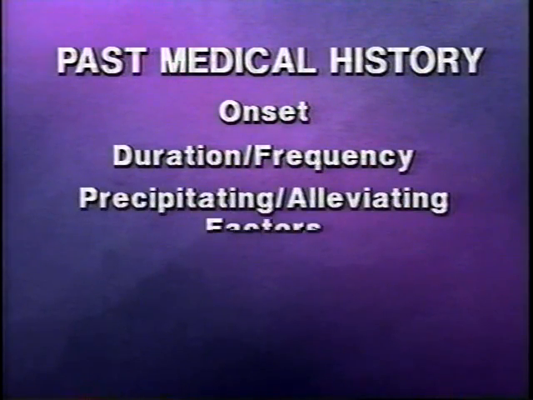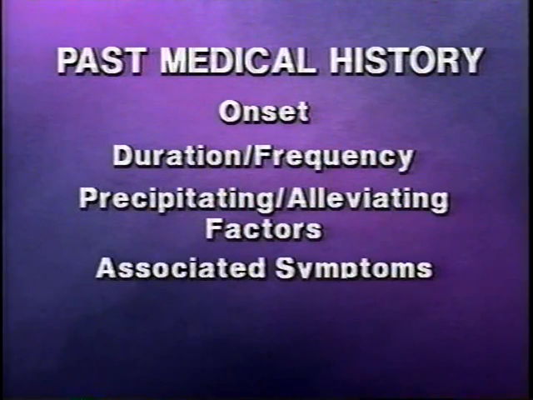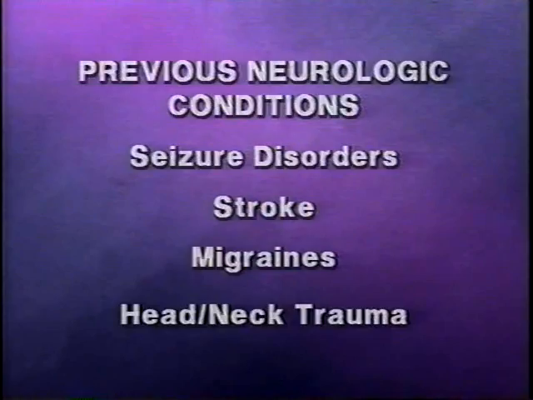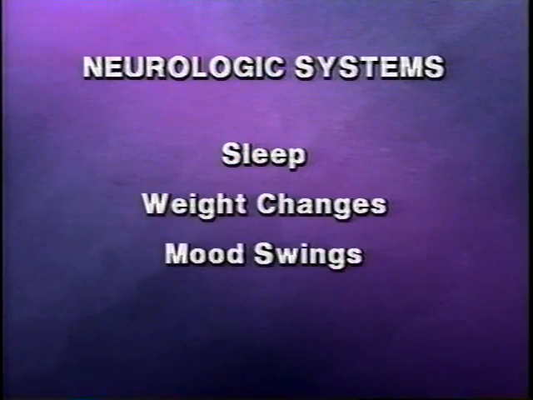Eliciting a thorough history of the present illness and past medical history is critical to an accurate diagnosis. It's important to determine the onset of the complaint, its duration and frequency, any precipitating or alleviating factors, any associated symptoms, or response to prior treatments. Past medical history should focus on previous neurologic and traumatic conditions such as seizure disorder, stroke, migraine headache, and prior history of head and neck trauma. The neurologic review of systems should focus on general health questions like sleep, weight changes, and mood swings.